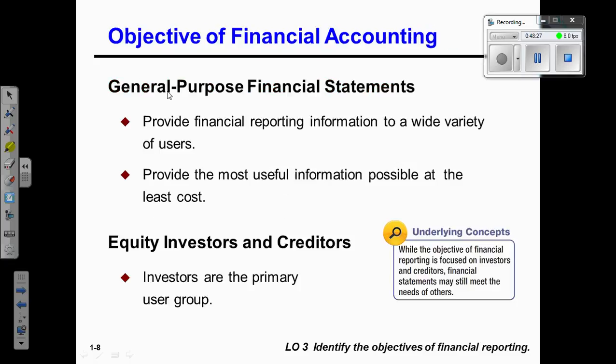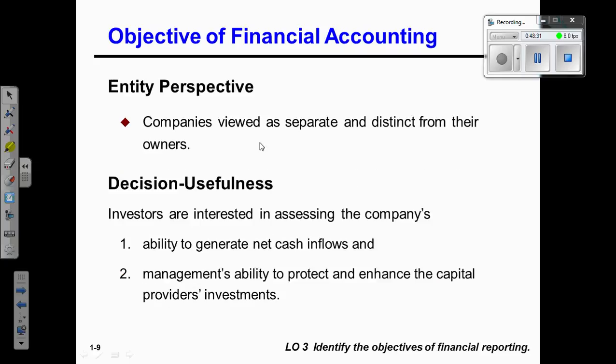Okay, wide variety of users. We talked about general purpose, equity. Primary user group, but a lot of people use it. Oh, yeah, entity perspective, we mentioned decision usefulness. I should mention that. Decision usefulness. Everything is about, is it useful for making decisions? Decision is about what? Capital allocation, which means predicting future cash flows and discounting them back over and over, right? We do the same thing twice.